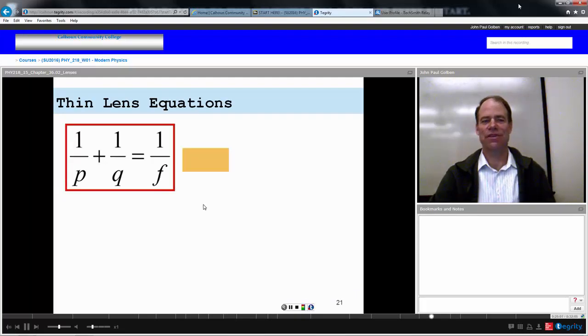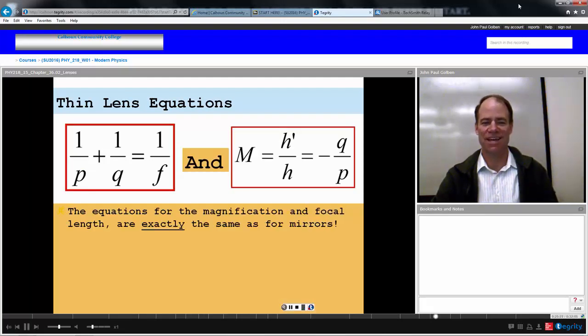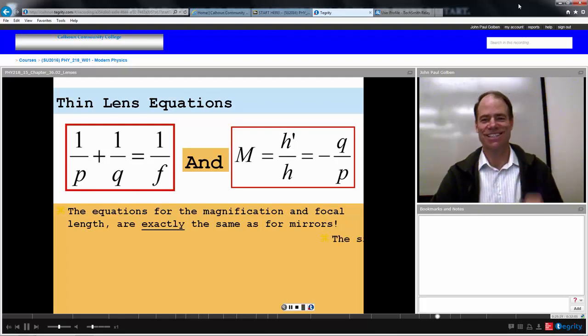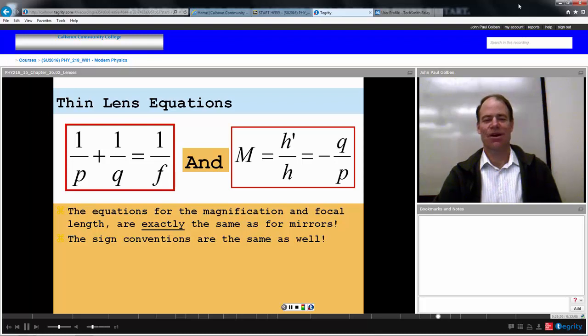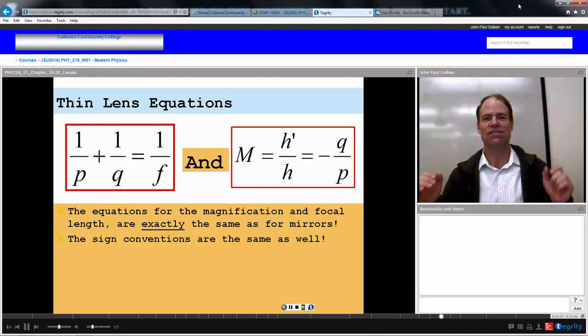So we have two thin lens equations. We have 1 over P plus 1 over Q equals 1 over f, and the magnification. Both of these are exactly the same as the formulas we had for mirrors. Great. Our sign conventions are exactly the same. Object distance is positive, it's on the side of the incoming rays. Image distance is positive, it's on the side of the outgoing rays. Those conventions are exactly the same.